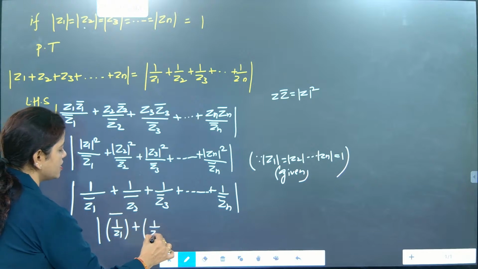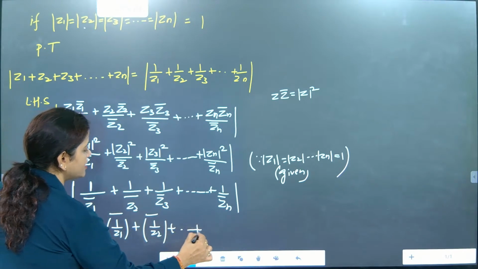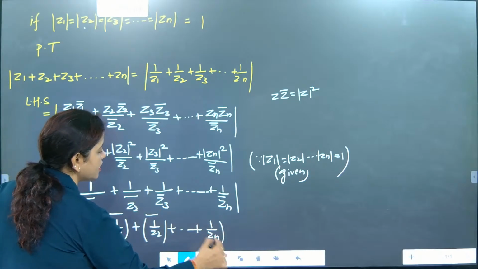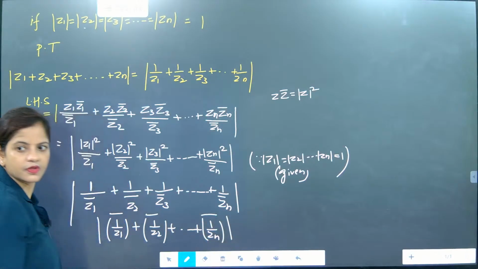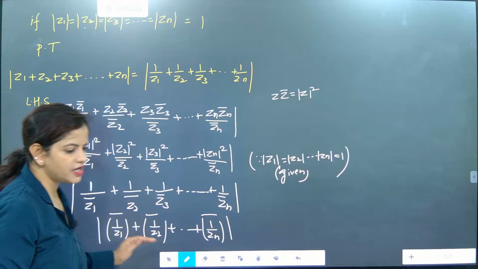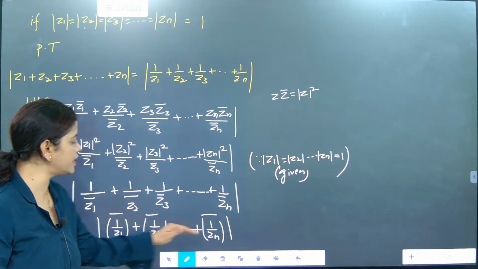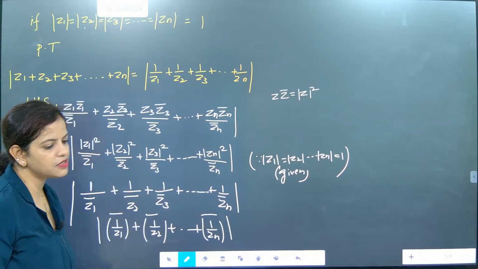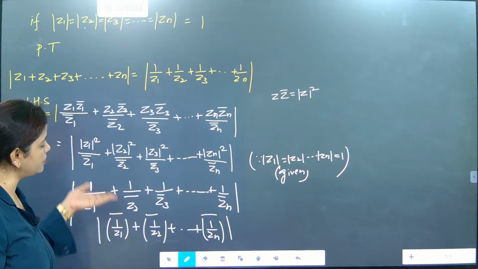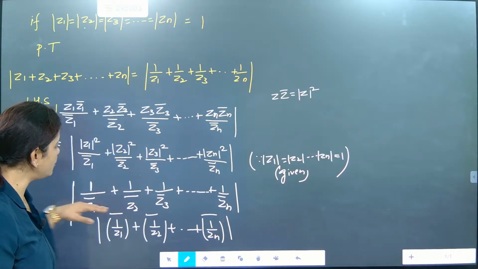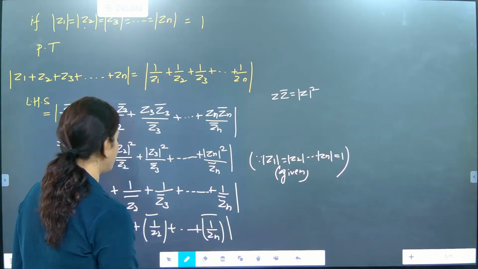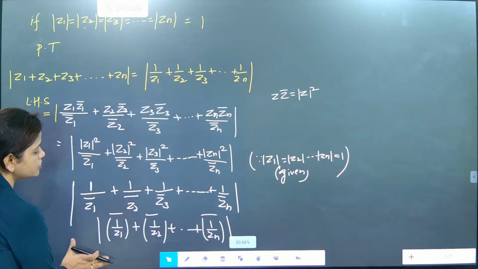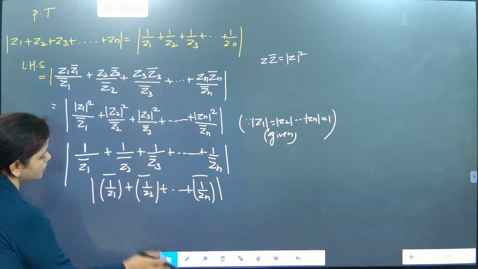Now 1 by Z2, we will take conjugate up, and like this 1 by Zn, conjugate we will take up. Done. So once you have taken conjugate up, beta, now again we are going in reverse. Conjugate is distributed to every complex number. Now every complex number will show conjugate finally. Now we can write conjugate finally on top because of the presence of conjugate in every consecutive number.